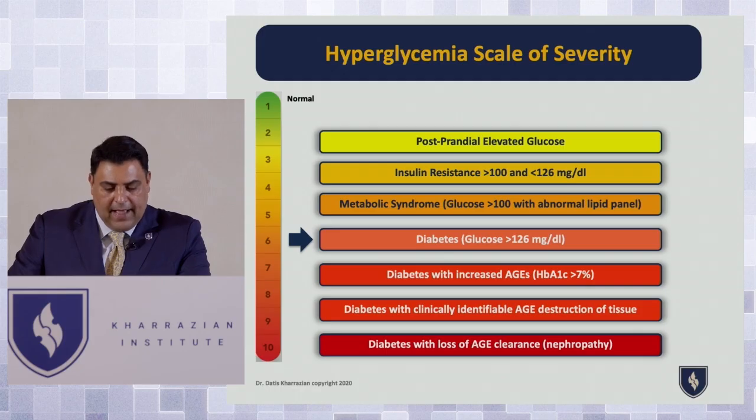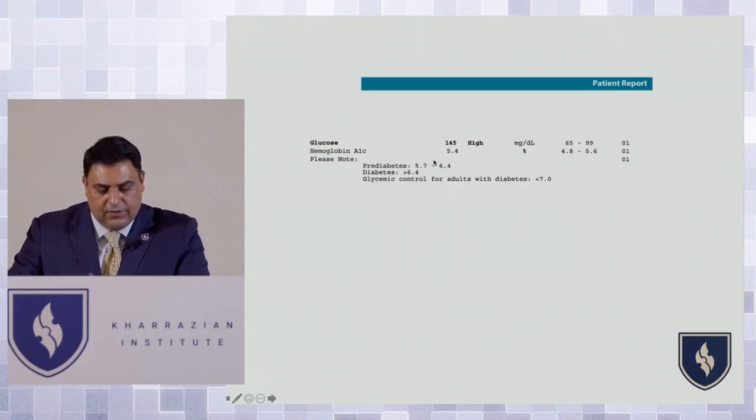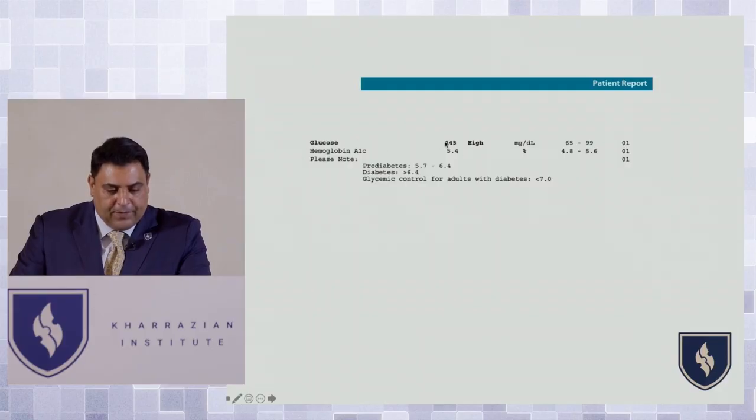Now, once they get past this 126 fasting glucose level, like here you see a fasting glucose of 145, they've now entered the diabetes realm. And now you're really worried about things like HbA1c. So in this scenario, they have diabetes, but they don't have much glycation, which is great. At that point, you really want to make sure this stays below the 5.7 range, as low as they can keep it.